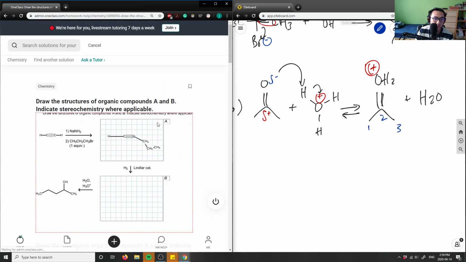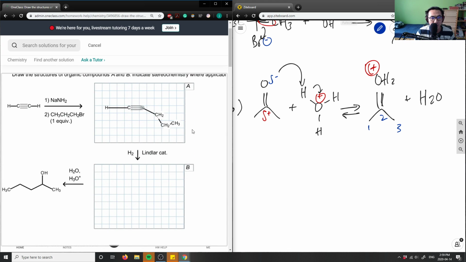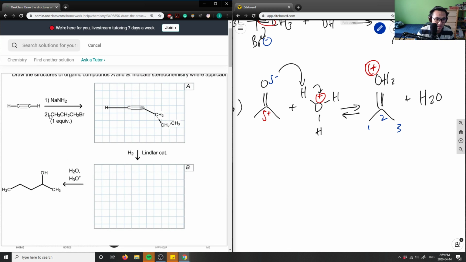Unfortunately, I don't think we have time for this problem, but I'm just going to walk you through this real quickly before I go. We'll leave off this question, and I'm going to do this on Thursday as our first question. But just to get our head around this problem, again, we have an alkyne here. Let me zoom in. We have an alkyne, the C triple bond C.